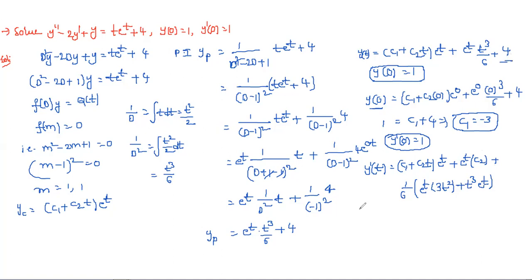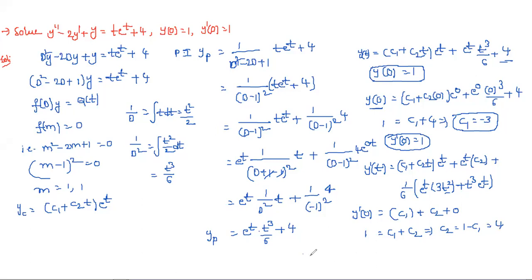Now you can substitute for y dash of 0. So here also if you substitute 0, what will we get? c1, and this is completely 0, this is 1 plus c2 plus, here it is t term and t term. Obviously this entire term becomes 0. So y dash of 0 already what they gave? 1 they gave. So 1 is equal to c1 plus c2, and already we know the c1 value, c2 is equal to 1 minus c1, that is nothing but 4, 1 minus of minus 3.